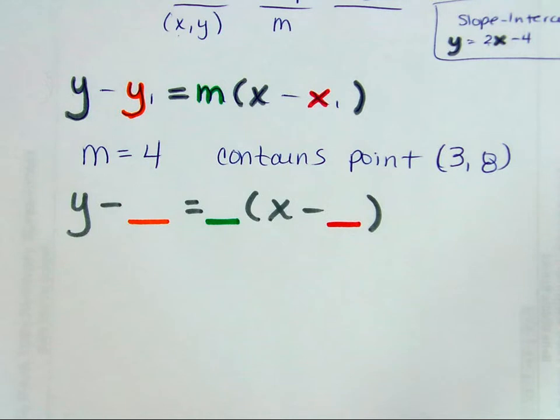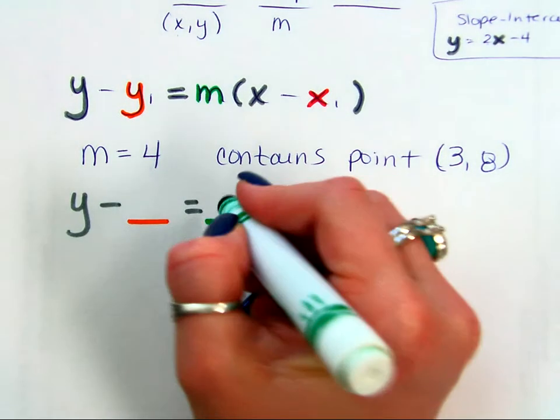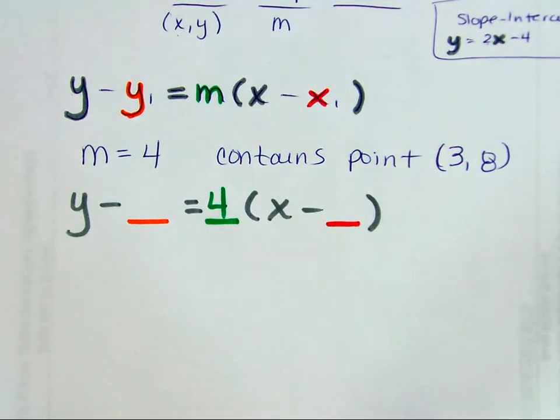Which one's the easiest to do? There's the slope, right? There's no thinking to do. If the slope is 4, then 4 goes there. Okay?